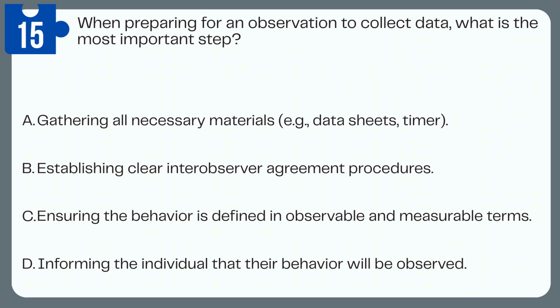Question 15. When preparing for an observation to collect data, what is the most important step? A. Gathering all necessary materials, for example data sheets and a timer. B. Establishing clear inter-observer agreement procedures. C. Ensuring the behavior is defined in observable and measurable terms. D. Informing the individual that their behavior will be observed.